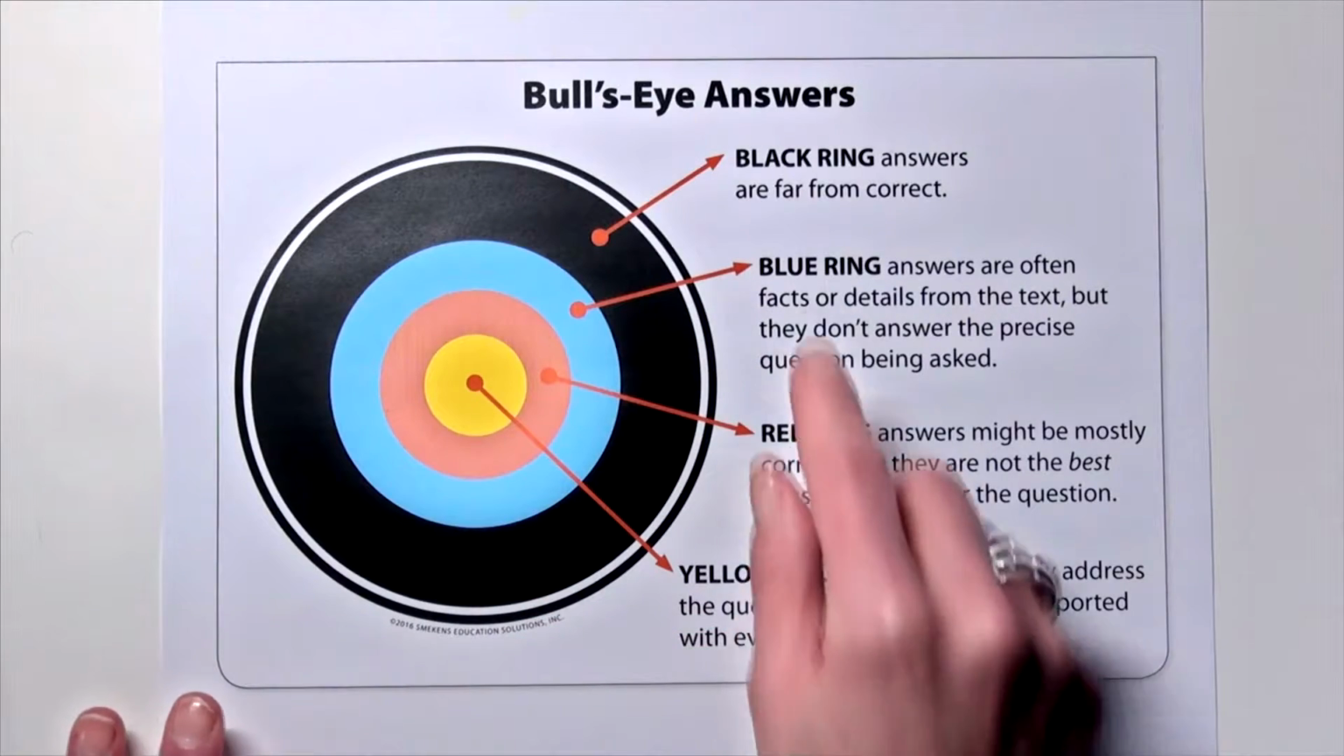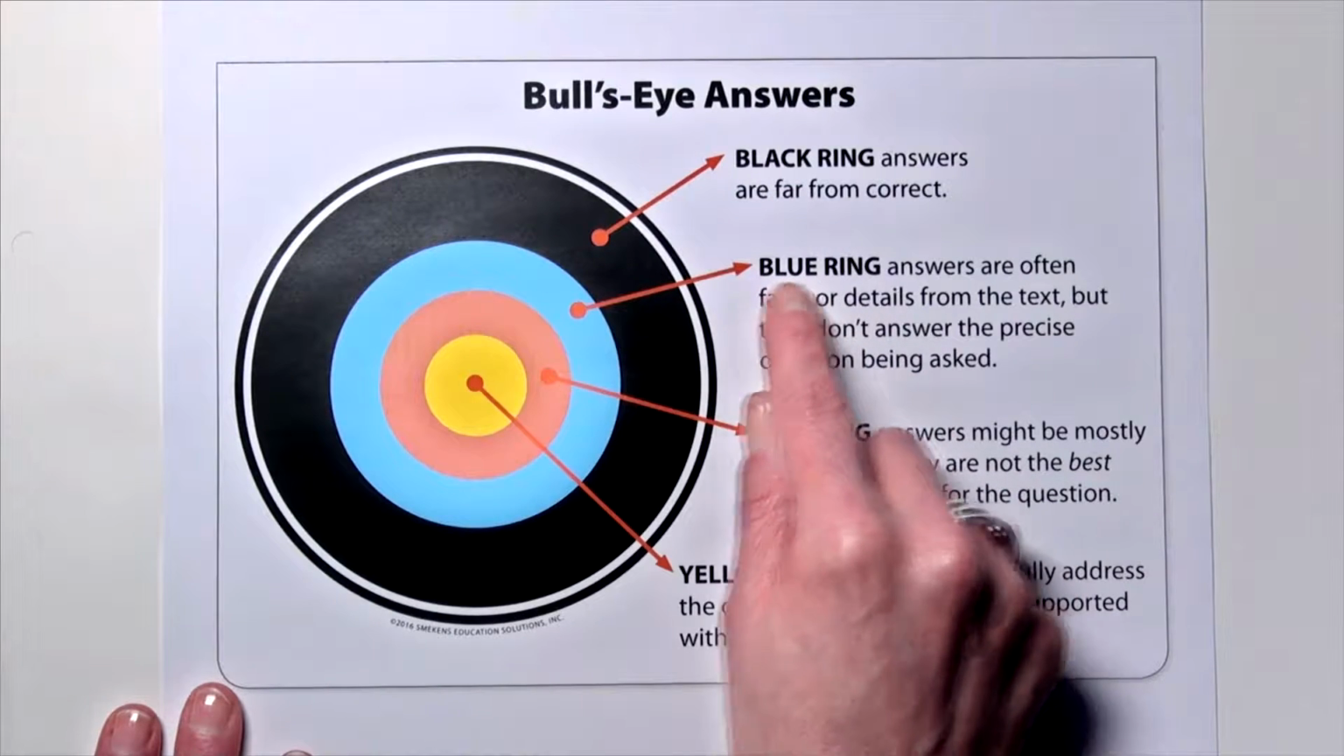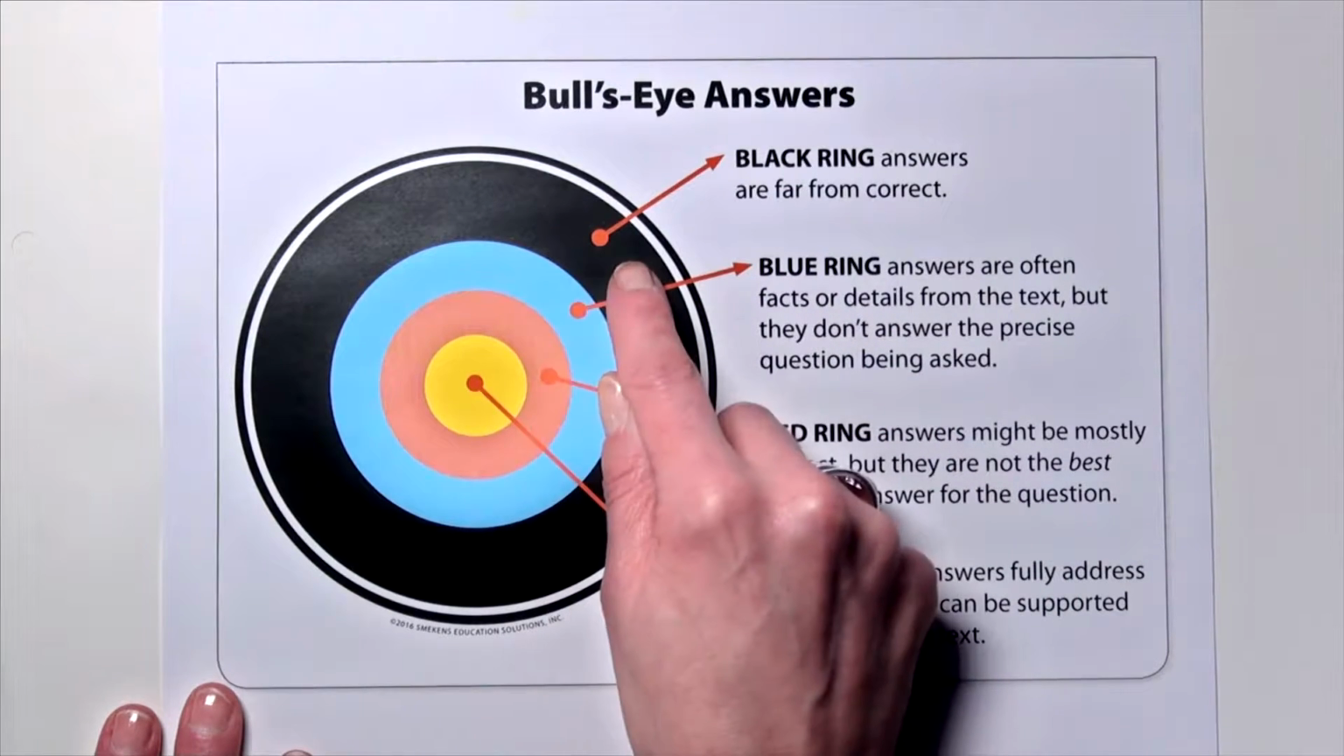This is the one that throws our kids because they're rushing so quickly. They are just reading the answers. They think, yeah, I remember reading that, and they mark it. But they don't realize that that detail doesn't match the question that was asked. Blue ring answers are not the best possible ones. In general, it's pretty easy for students to get rid of the black and the blue ring answers.